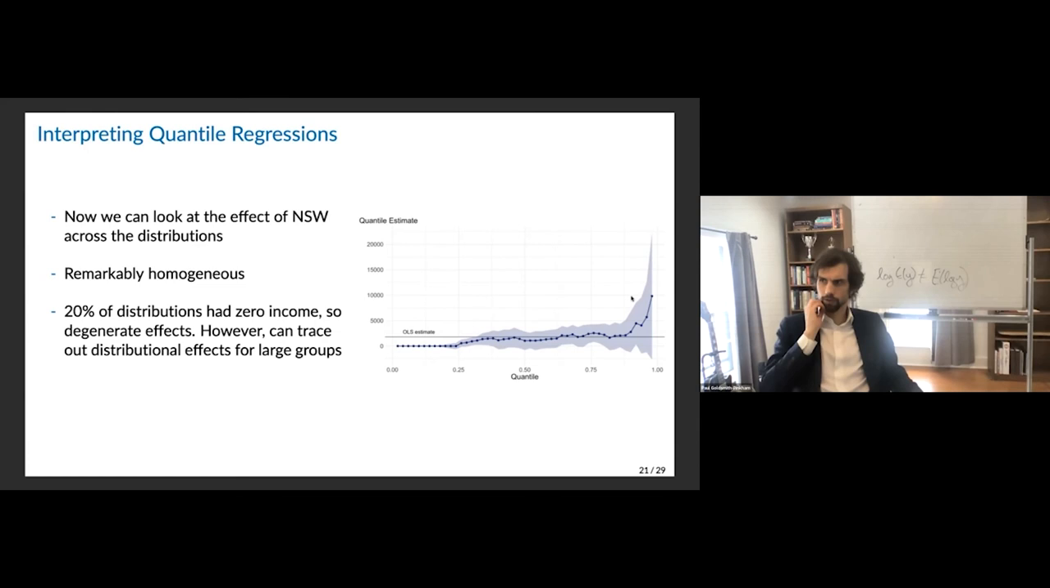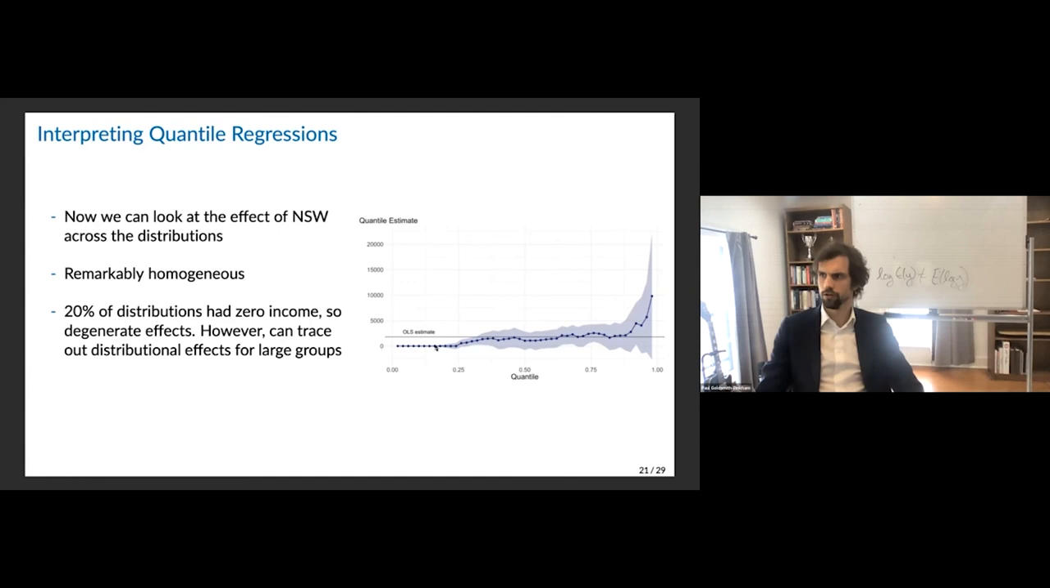And so what I'm doing here is I basically bin this out into, I want to say, 49 or 48 bins. I'm basically doing 2% bins, where I estimated it at each point. And what you can see is that at the bottom quantiles, there's no effect. That's because basically both groups had zero income, so it's just degenerate. Nobody moved in that part of the distribution.